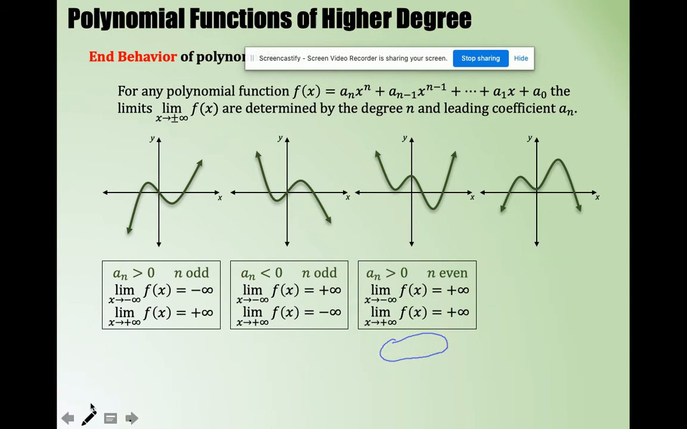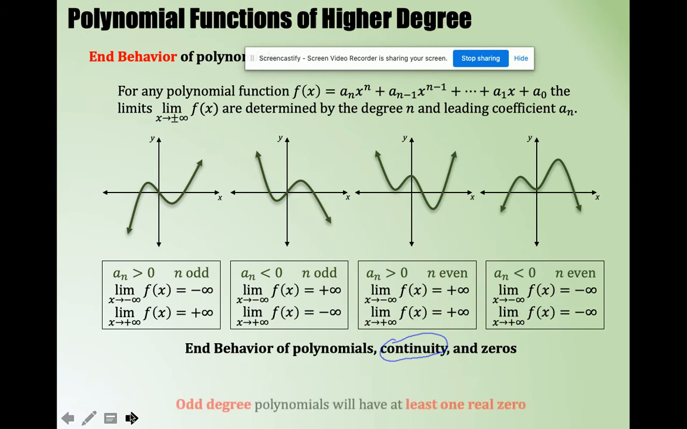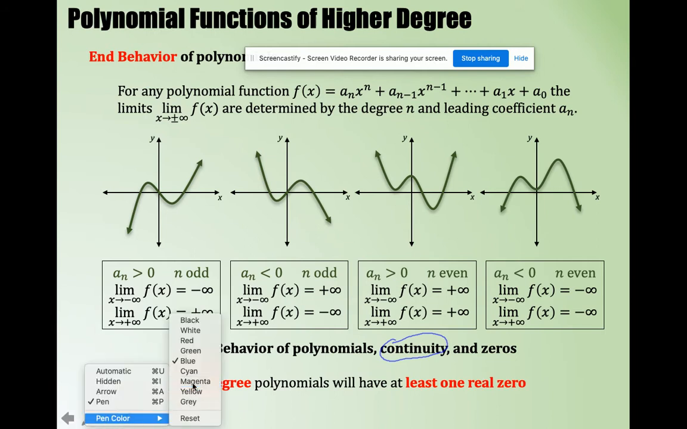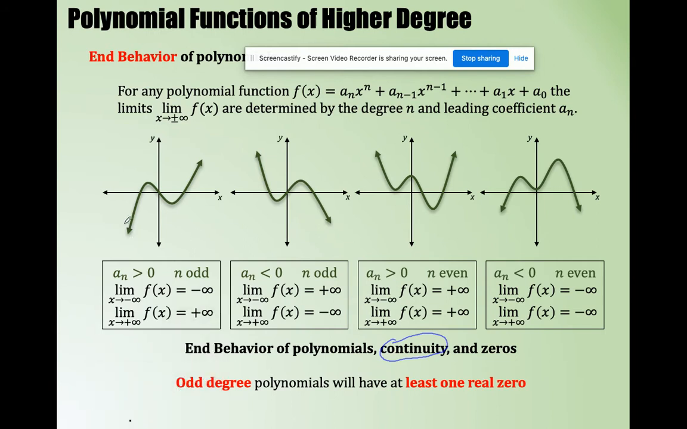If you have opposite end behavior and you are continuous, and all polynomials are continuous, then you must hit the x-axis at least once. Real, right? The real x-axis is real numbers. So I'm not talking about non-real zeros. Even degree polynomials may not have any real zeros.